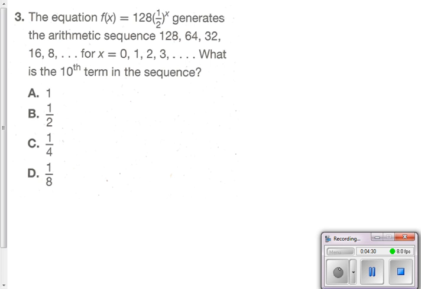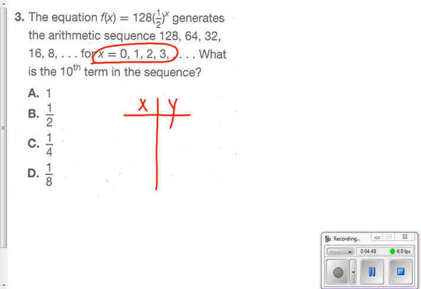Part 3, they give us the sequence 128 and 1/2 to the x. They give us the sequence, they give us what we need to put in for x. We need to find that 10th term. So what I'd do is I'd go ahead and set up a table, your xy table. Your xy values, it starts with 0, so we have 0, 1, 2, 3, and then we would go down and list off what they would line up with. Well, the first term in the sequence is 128, so 128, 64, 32, and 16.